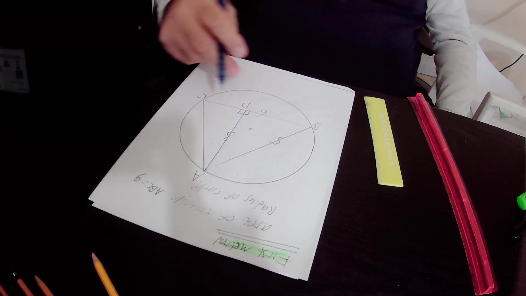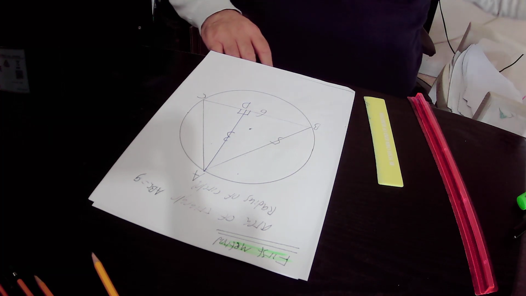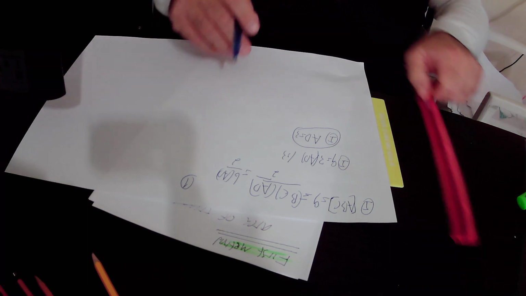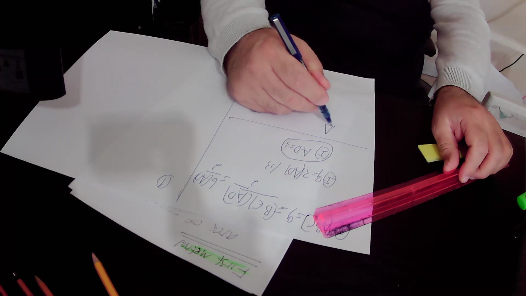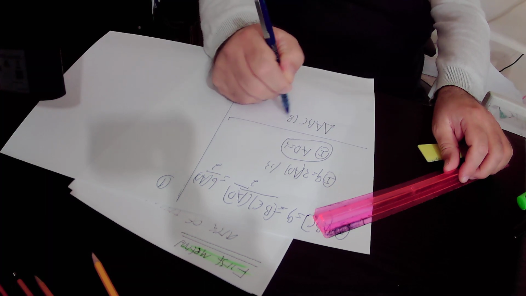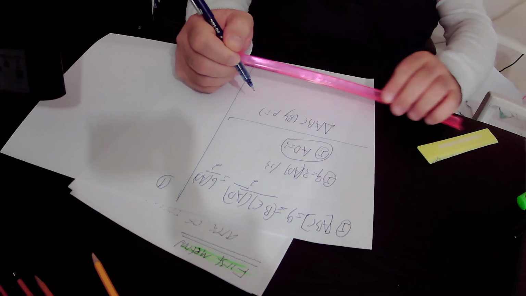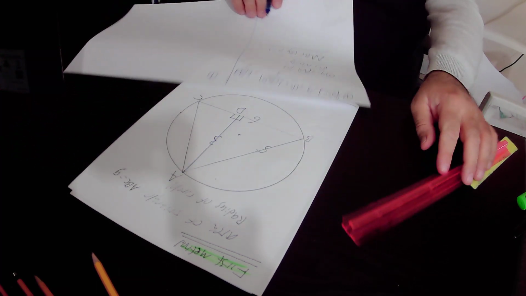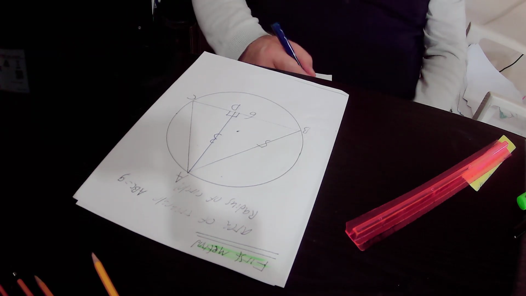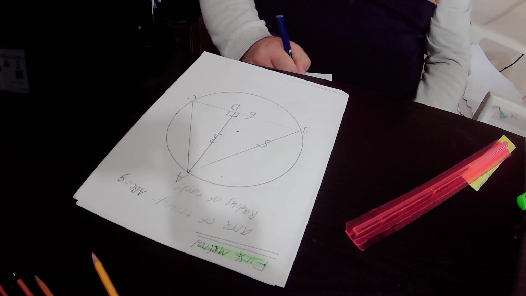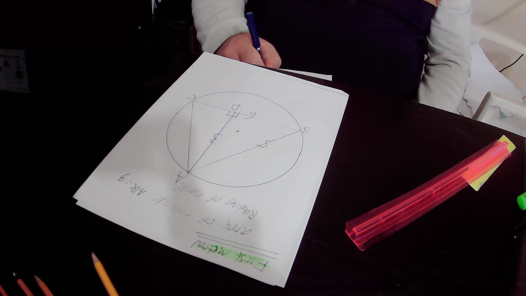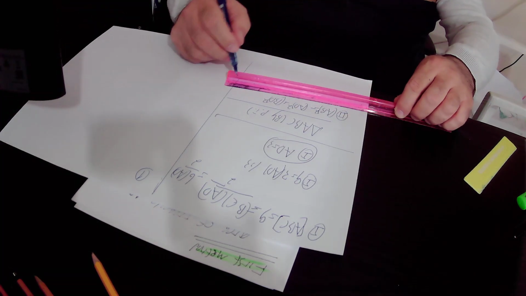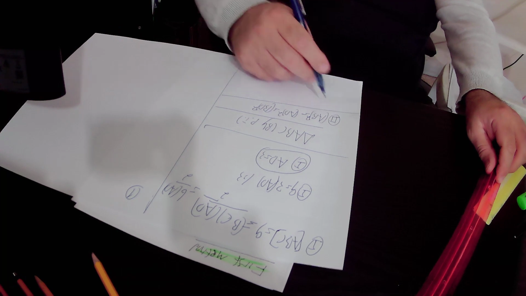In the next step, we focus on the right triangle, triangle ABD. On the right triangle ABD, by PT, which is short for the Pythagoras theorem, the square of the hypotenuse equals the sum of the squares of the perpendiculars. The hypotenuse is AB, the square of the hypotenuse is AB squared, and it is equal to AD squared plus BD squared. I repeat again, in the right triangle ABD, AB squared equals AD squared plus BD squared.